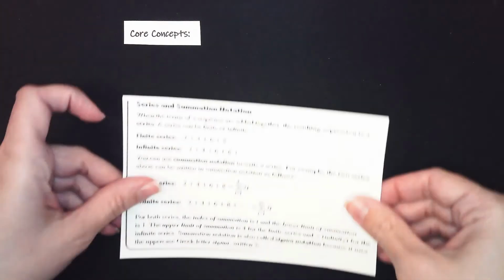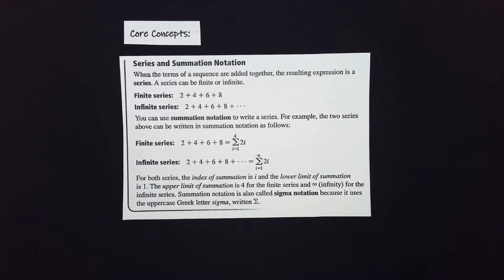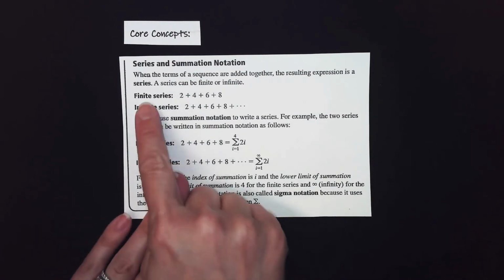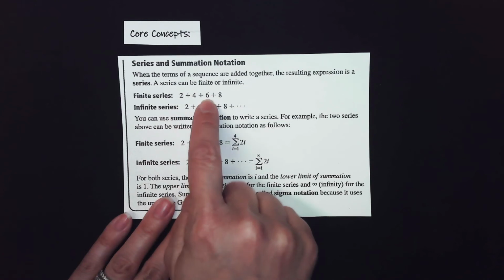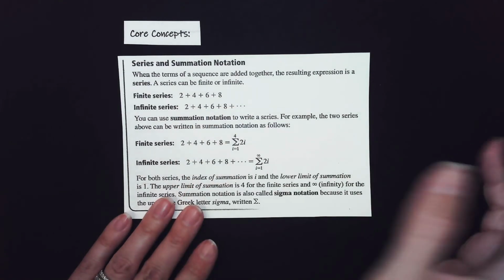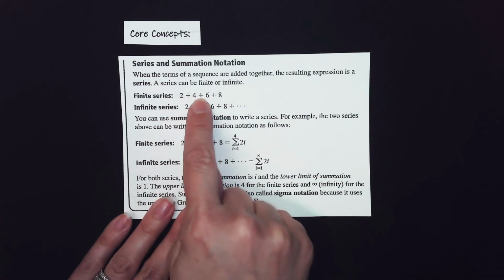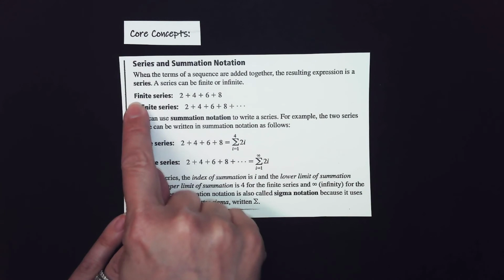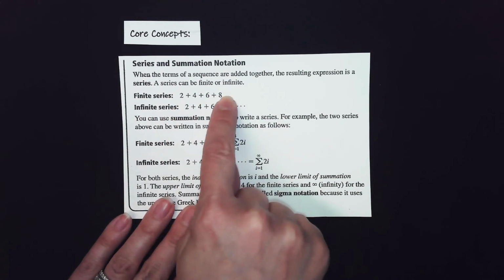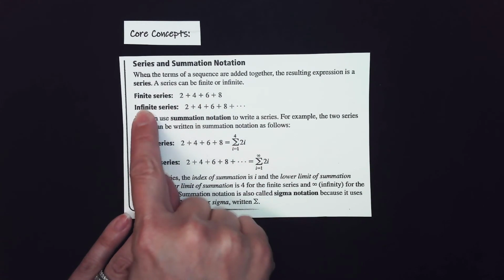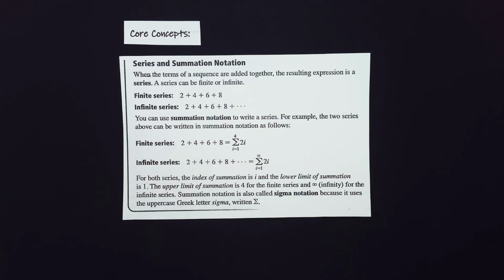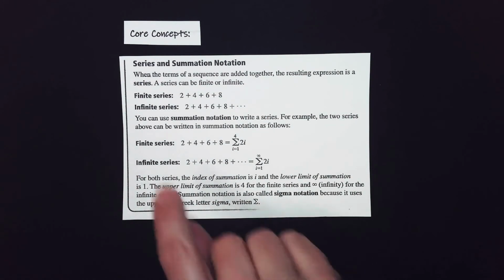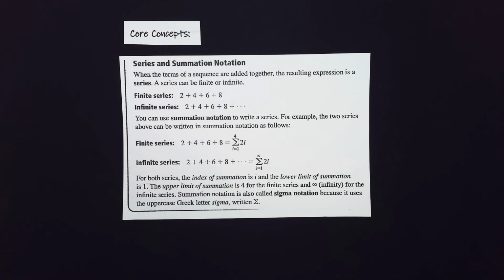But first let's do the core concepts of series and summation notation. Okay, so a finite series, remember if it was a sequence we listed 2, 4, 6, 8. That was a sequence. Series adds them up. Okay, so it's finite, which means it has an end if it just stops at the last term. It's infinite if it has dots at the end. Okay, just like with sequences, except now instead of commas in between there is a plus sign.